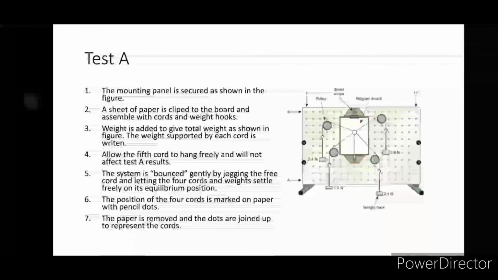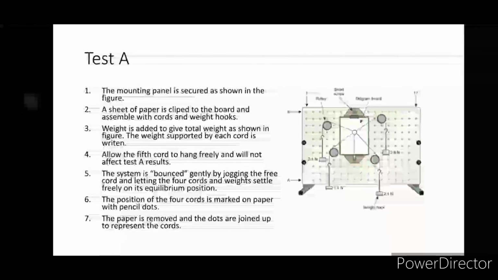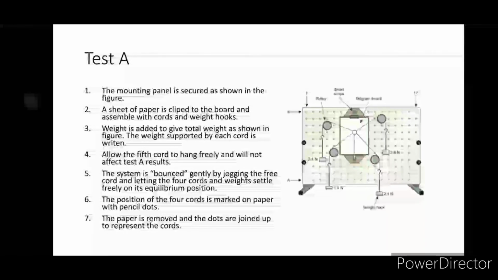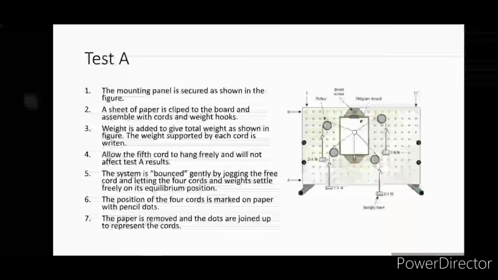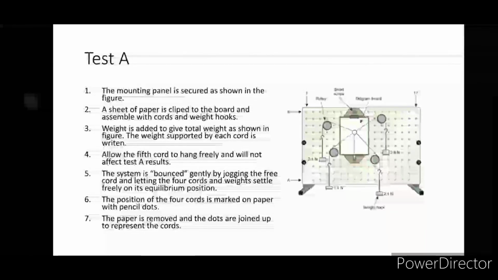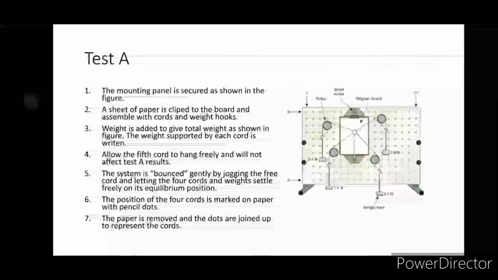First, the mounting panel is secured as shown in the figure. Second, a sheet of paper is clipped to the board and assembled with cords and weight hooks. Third, weight is added to give total weight as shown in the figure. The weight supported by each cord is written. Fourth, allow the free cord to hang freely and it will not affect test A result.